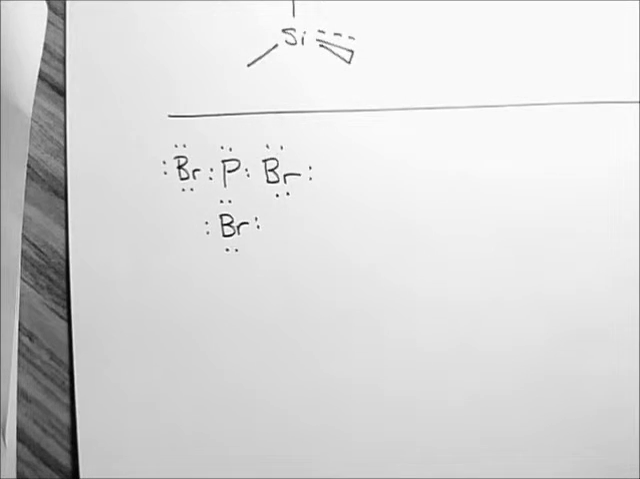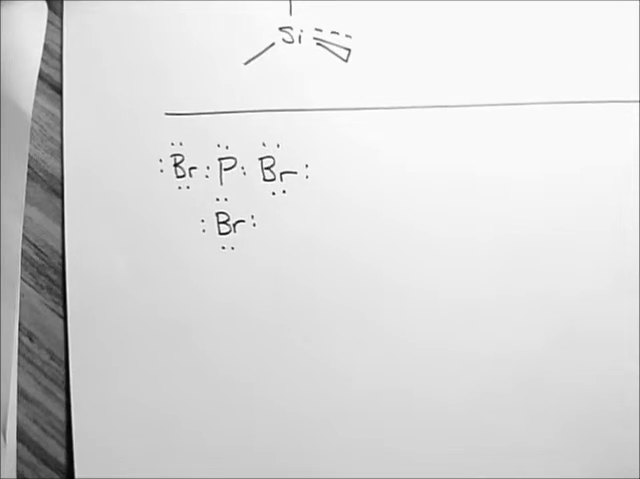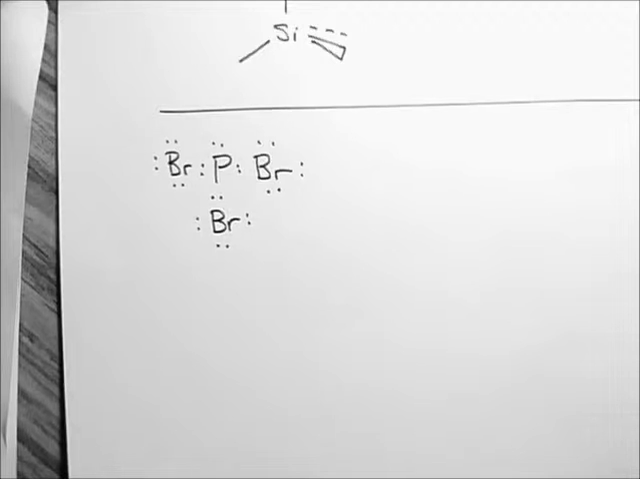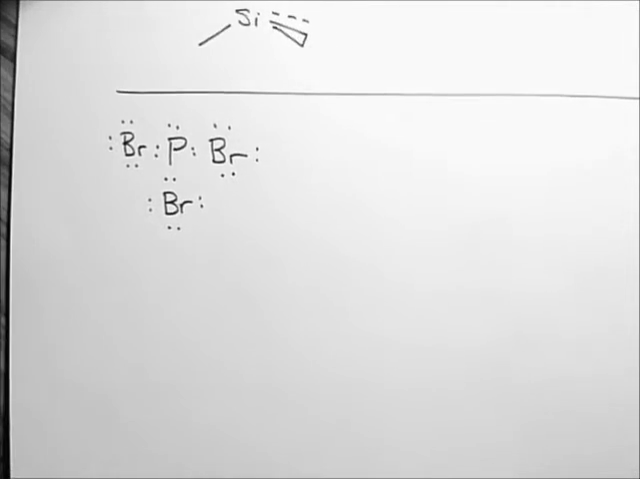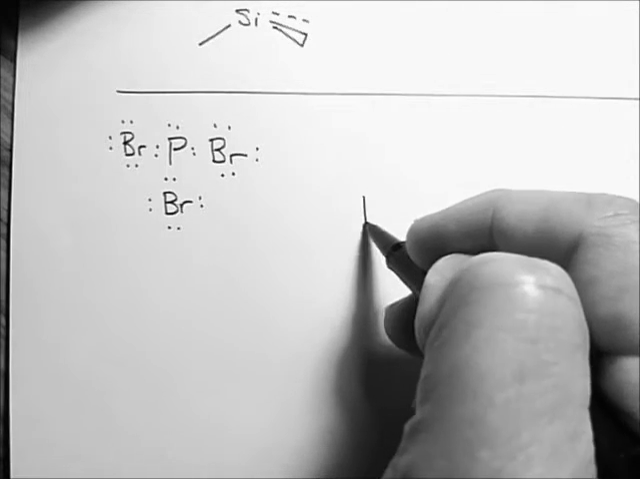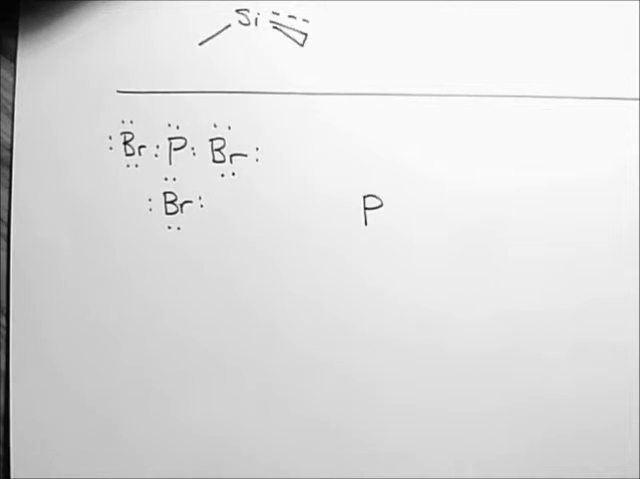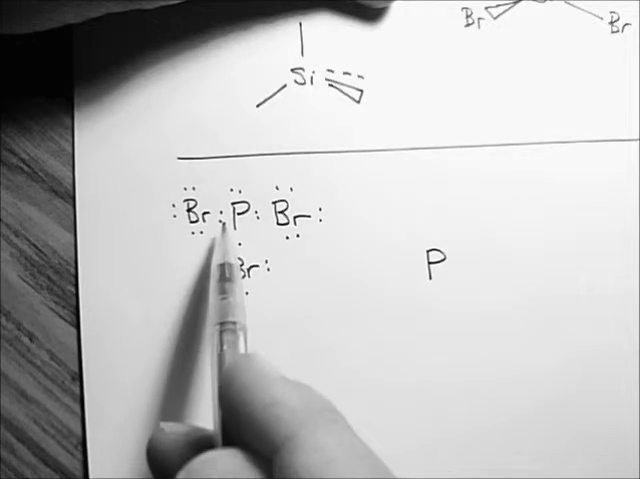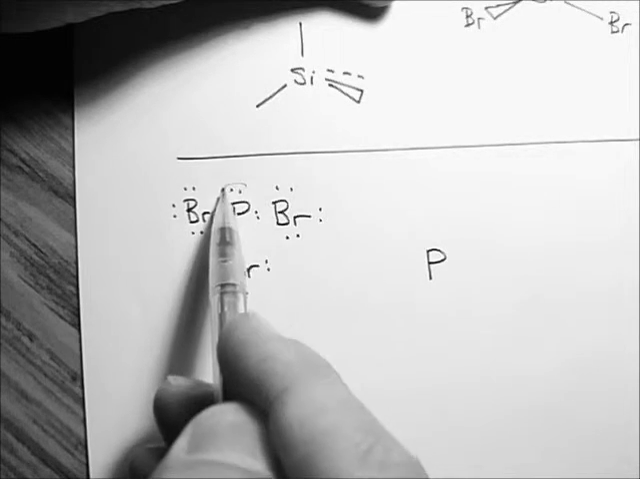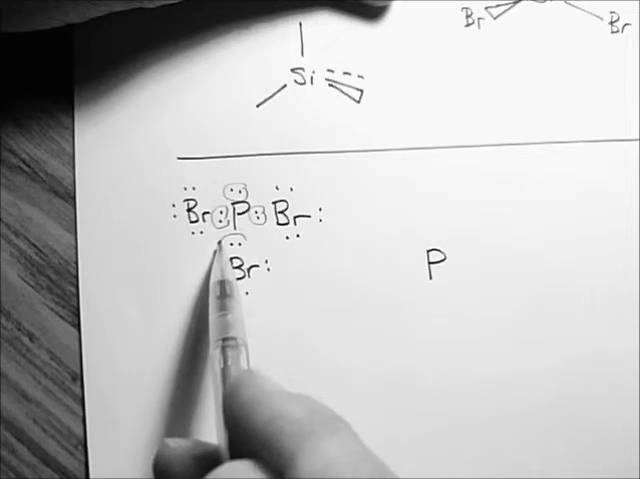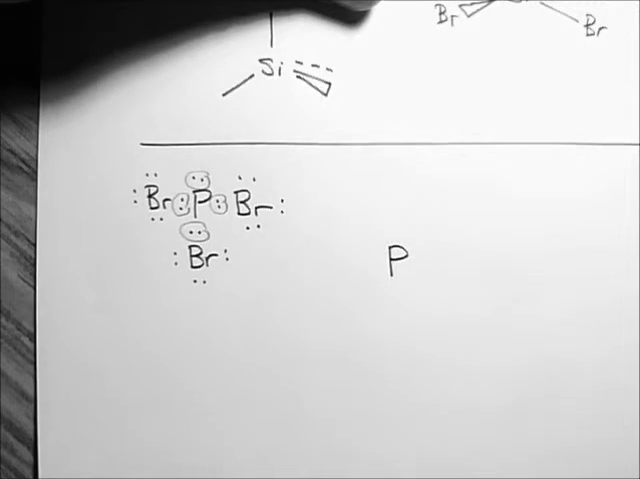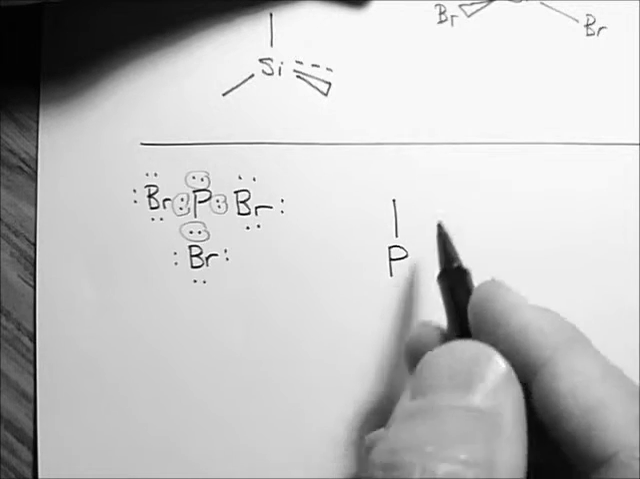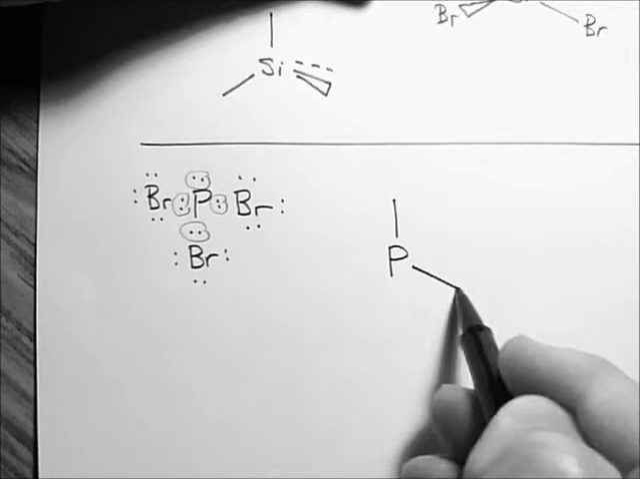Now, what's the central atom? How many sets of electrons around the central atom? 4 sets. What is the shape we get from that? Tetrahedral electron pair shape. So here's a set, here's a set, here's a set, and there's a set. Alright, so we're going to have a tetrahedral electron pair shape.